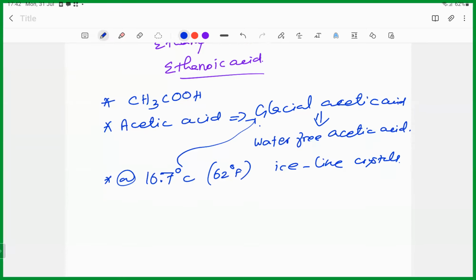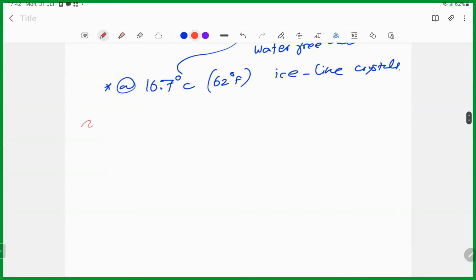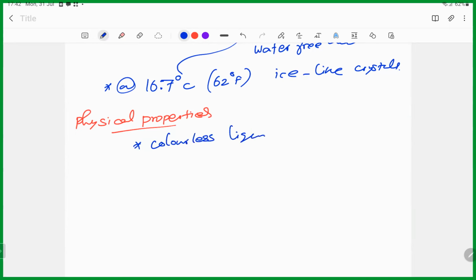Next, physical properties. It's pure water-free acetic acid. It's a colorless liquid. And it attracts water from the environment because it is hygroscopic. So what is the meaning of hygroscopic?